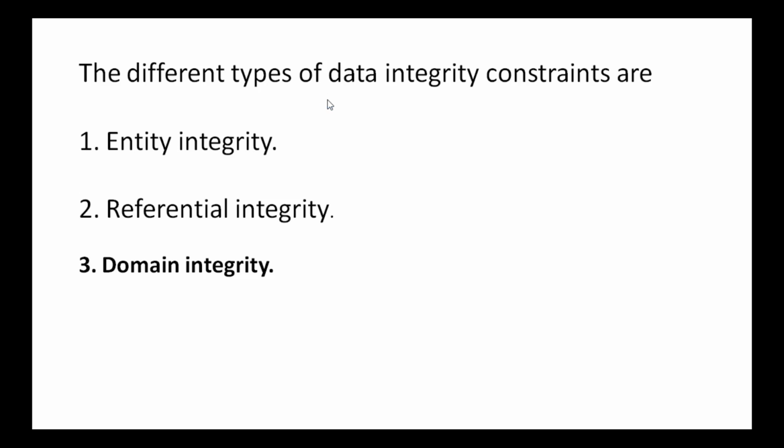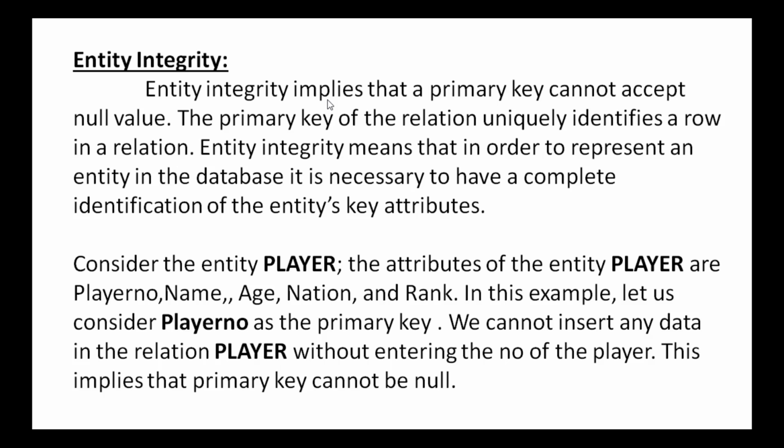There are many data integrity constraints: entity integrity, referential integrity, and domain integrity. Coming to entity integrity, it means a primary key cannot accept null values. The entity integrity rule states that the primary key cannot accept null values. Why? Because the primary key column always contains unique values and not null values, since those values are used for unique identification of each and every row in the table. To have a complete identification of the entity occurrences in the entity, the primary key cannot accept null values. This constraint is called the entity integrity constraint.